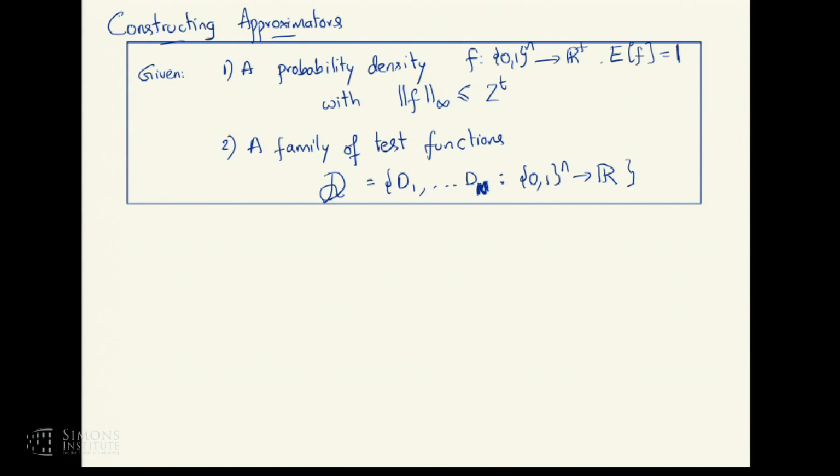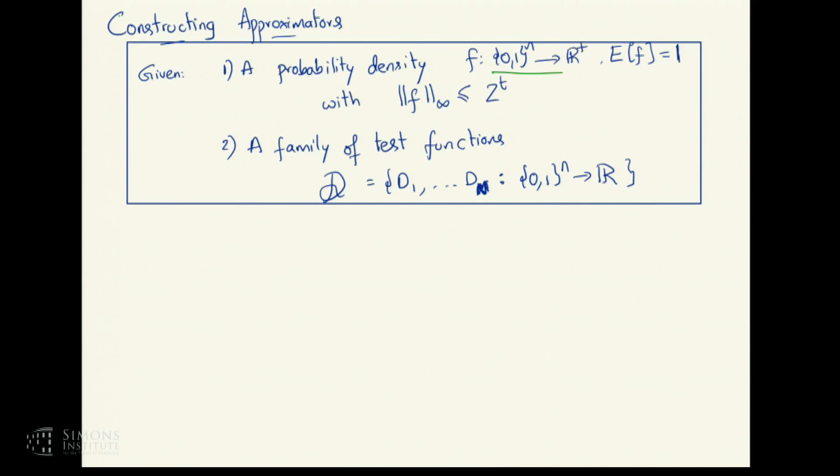So imagine you have a probability distribution f on the hypercube, and this probability distribution I've normalized as a density. So the expectation of f is 1. If it was the uniform distribution, it would be 1 everywhere. But it's not the uniform distribution. It's non-uniform, so it's higher at some places, lower at some places. We will bound the infinity norm of f by 2 to the t. Think of t as a small number.